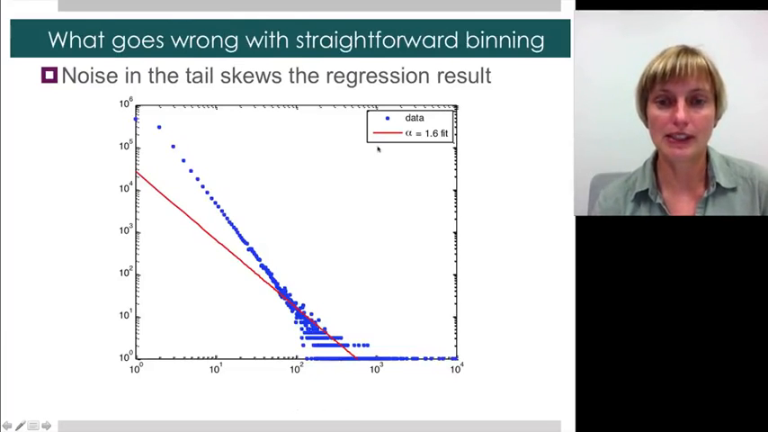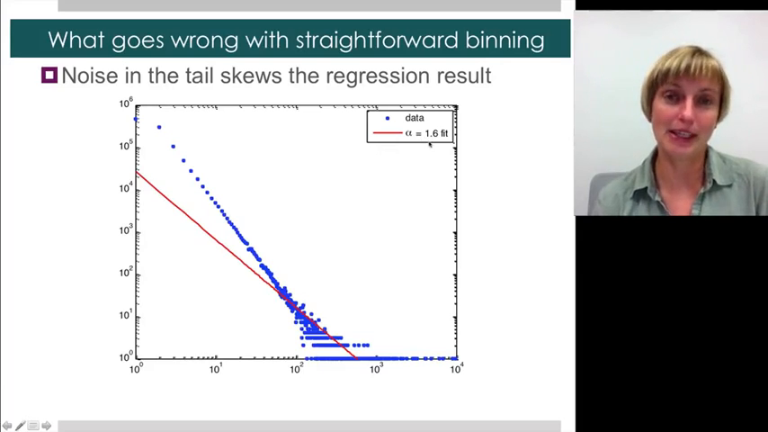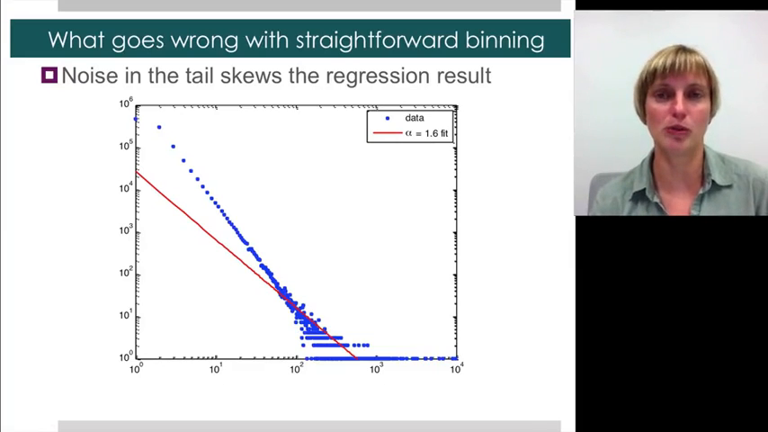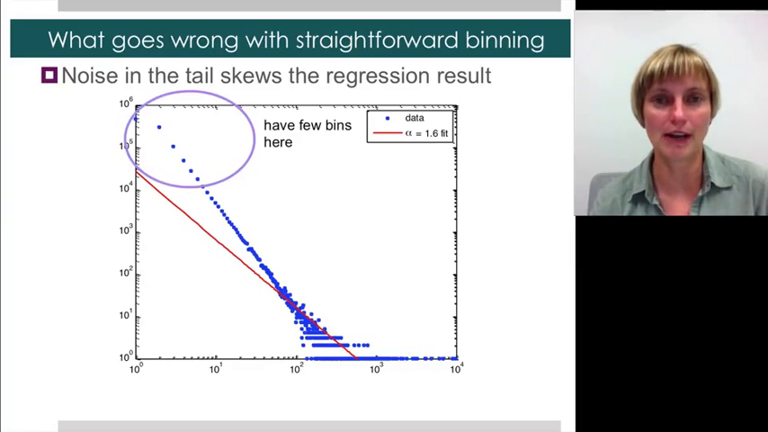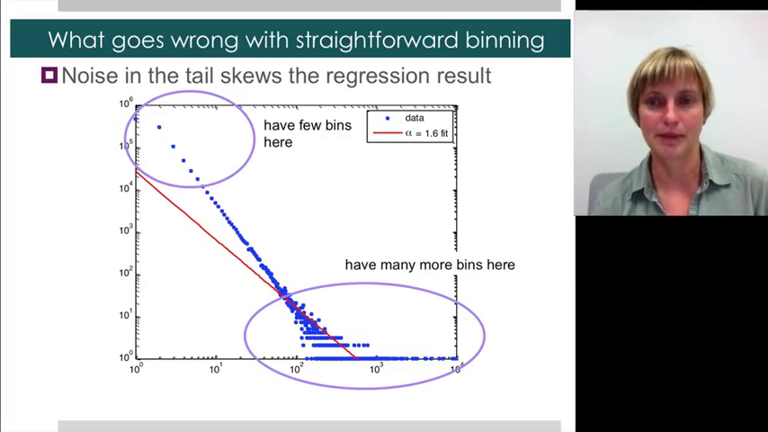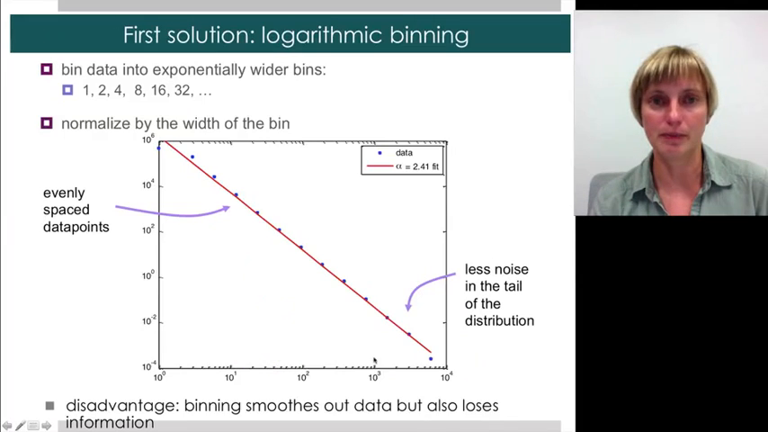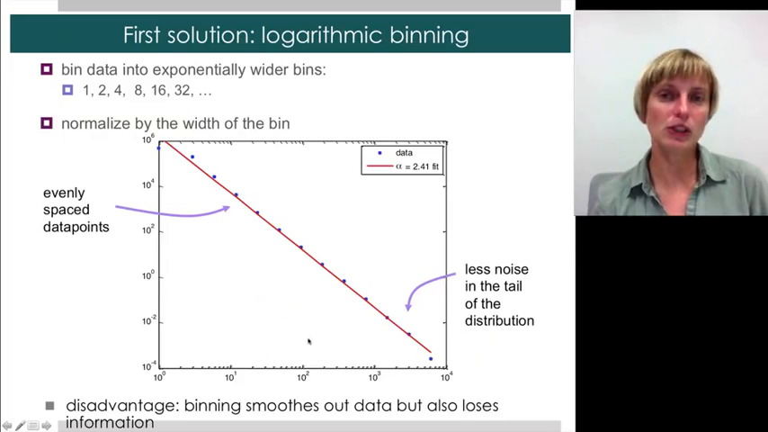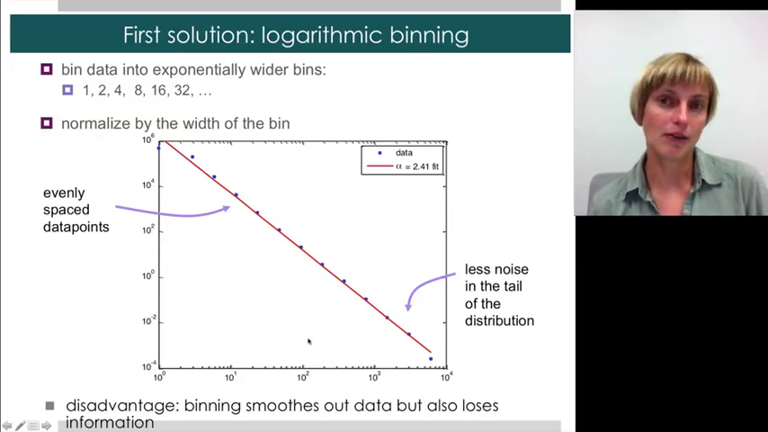And so here it's actually saying, oh, the alpha may be something like 1.6, which it's not, right? We know that the data came from a distribution with alpha equals 2.5. And this is just reiterating a few bins here, many bins here, but we actually have more data here than out here. So the first solution is to bin logarithmically.